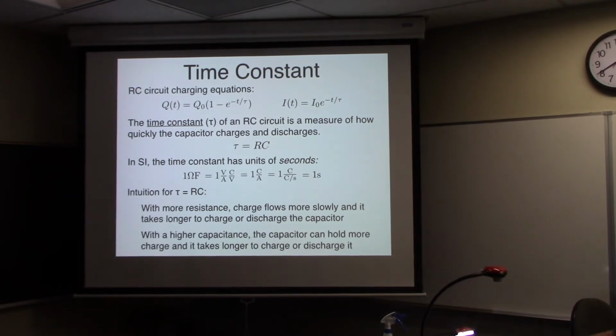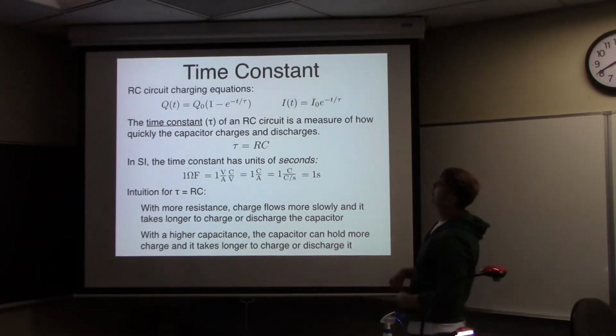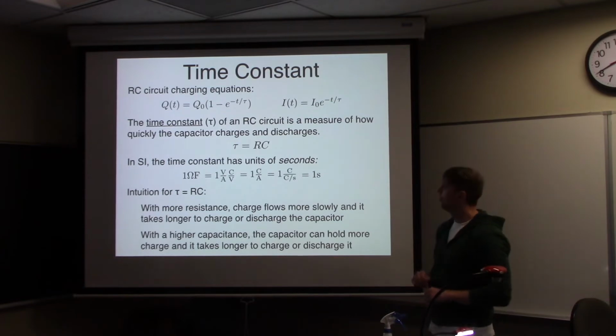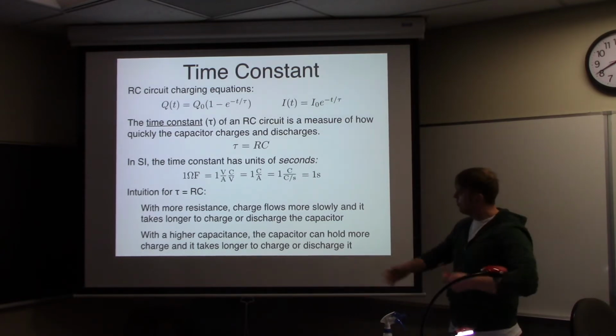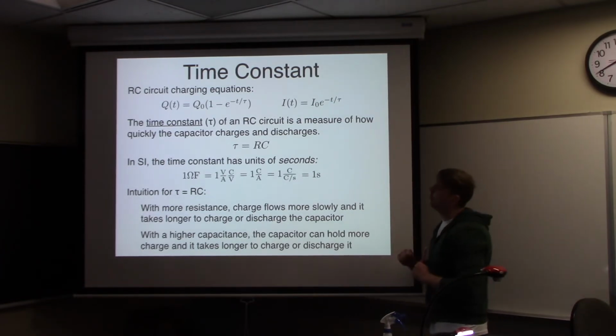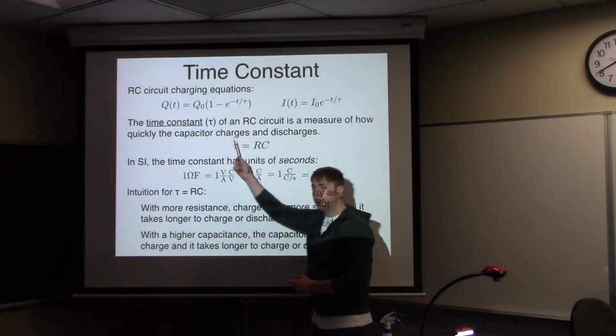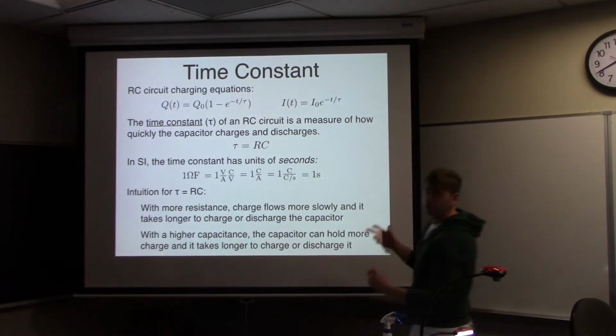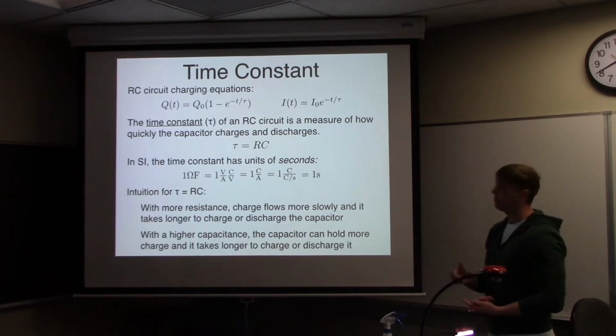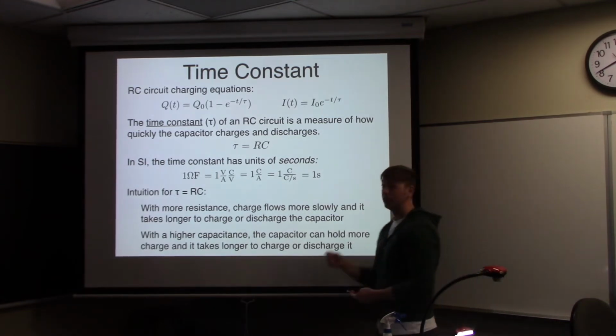Okay, so the next thing we need to go over is something called the time constant of an RC circuit. And first, let's just give the definition. So the time constant is given by this Greek letter tau, and it's just the product of the resistance and the capacitance. So it's R times C.